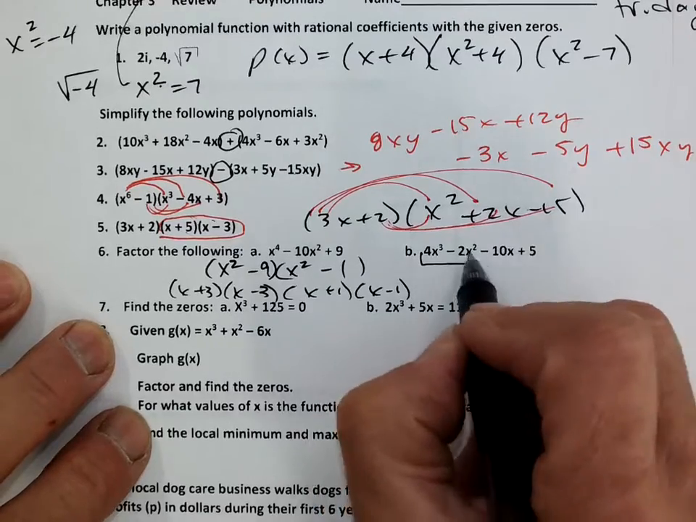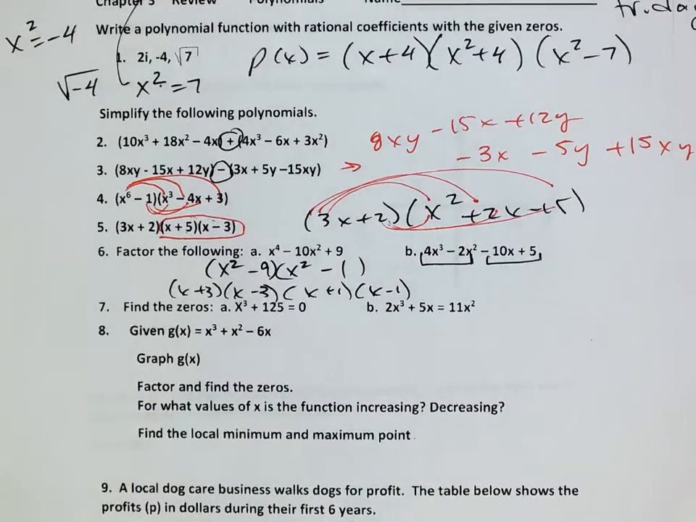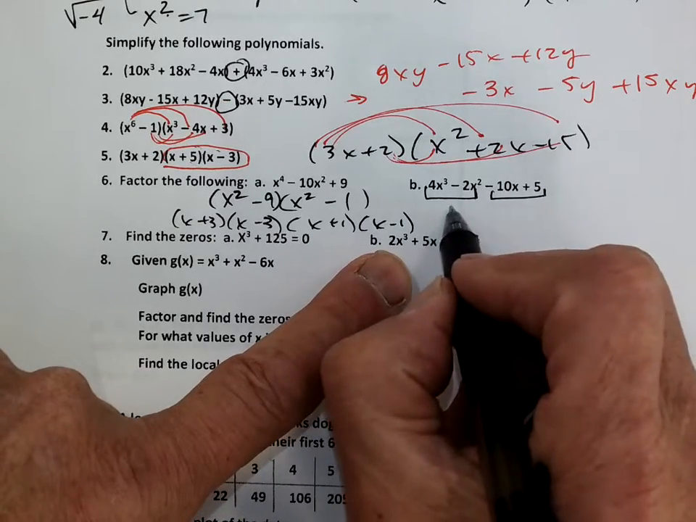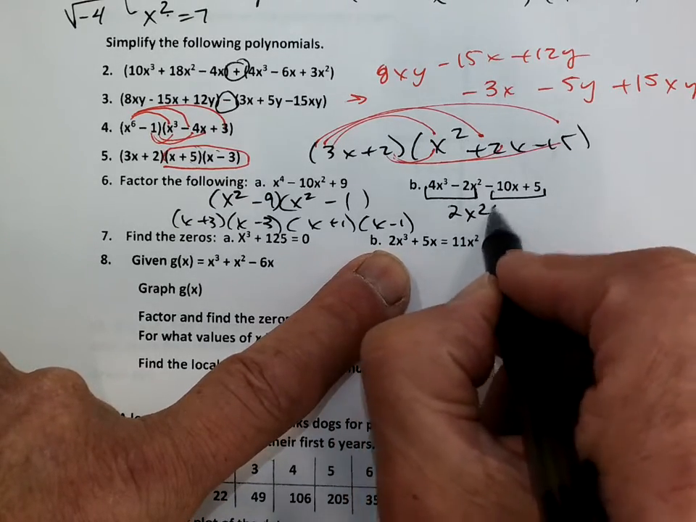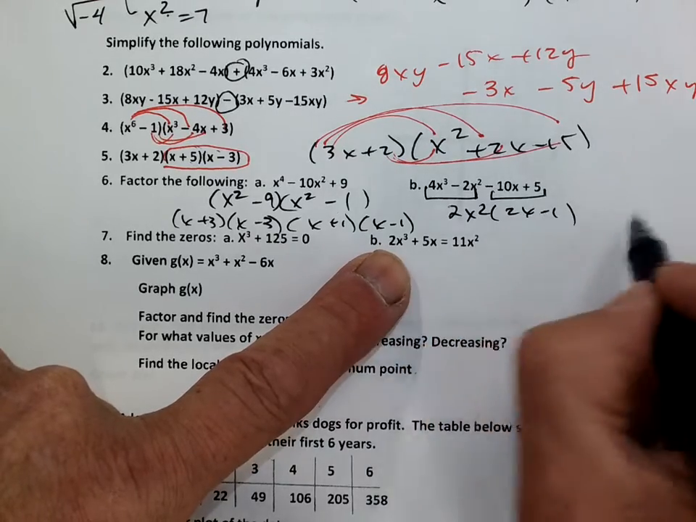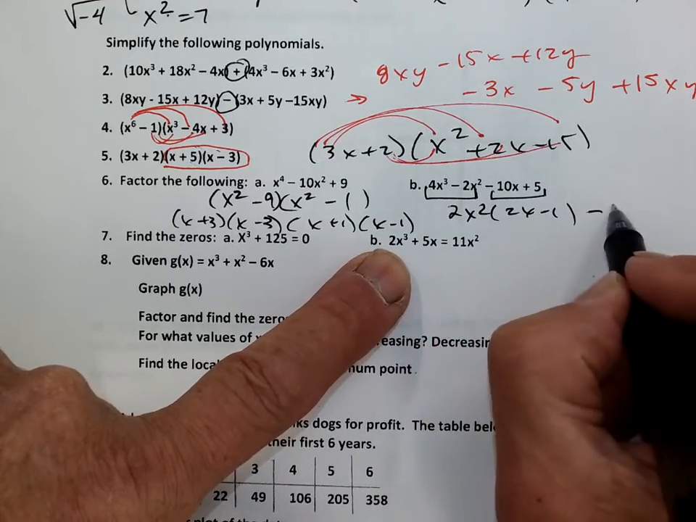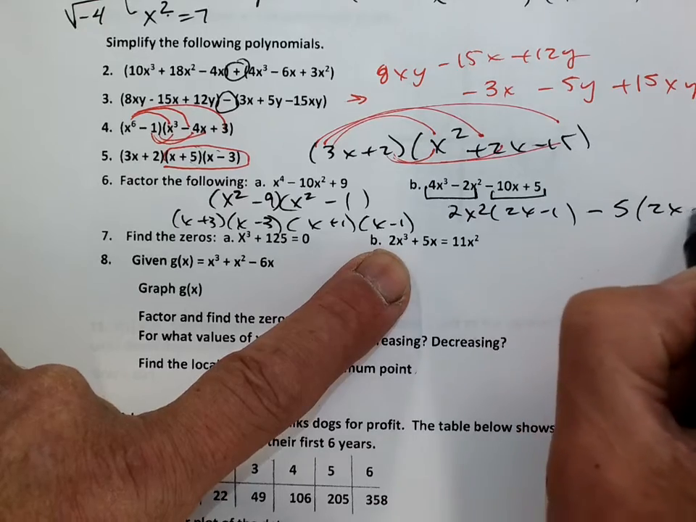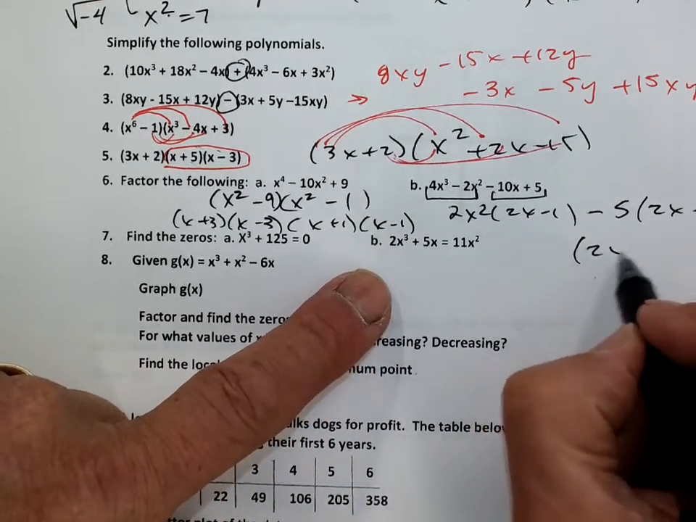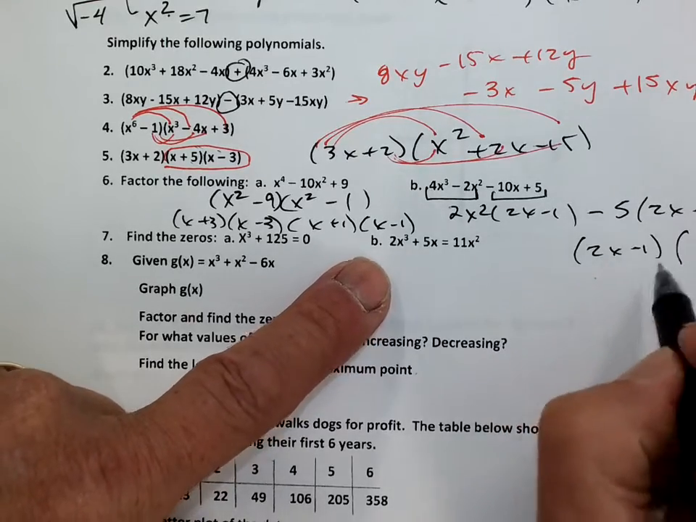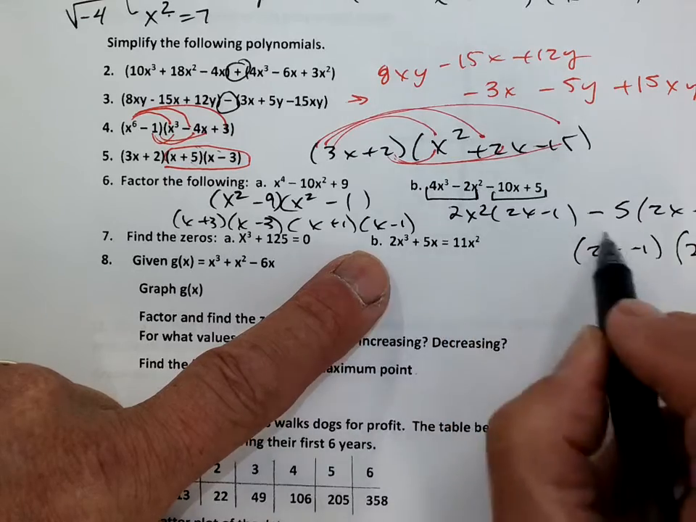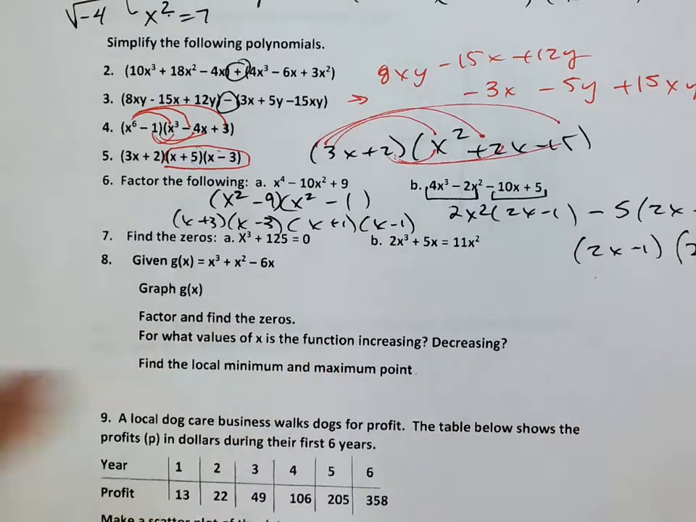B, I'm going to do by grouping. So I'm going to put these two together and group them. So I will see that these two have a common x squared in common, and I'd be left with a 2x minus 1. These two have a common, I'm going to take out a negative 5 to be a 2x minus 1. These two groups have a 2x minus 1 in common. And then we're left with a 2x squared minus 5. Okay, that's what I want.